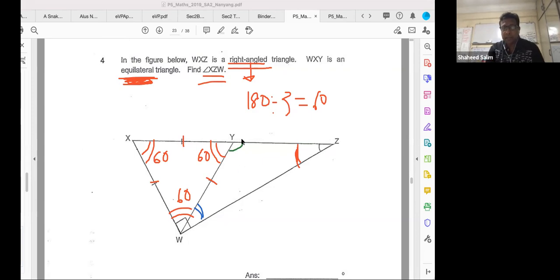This is 180 degrees, a straight line. Okay, since no one is answering, I've got to go through it now. How to find this green angle? 180 minus 60. This is a straight line. A straight line is 180 degrees. How do you know a straight line is 180 degrees? You draw a straight line, you can put 2 times 90 degrees. 90 plus 90 is 180.